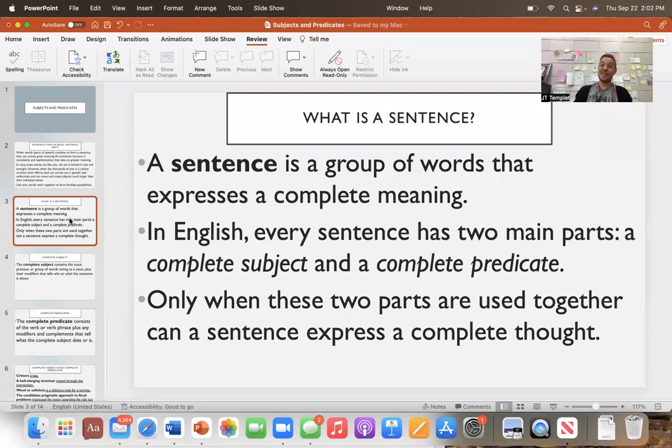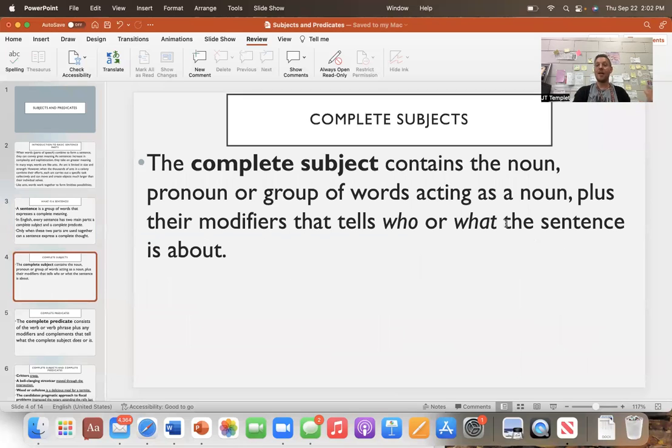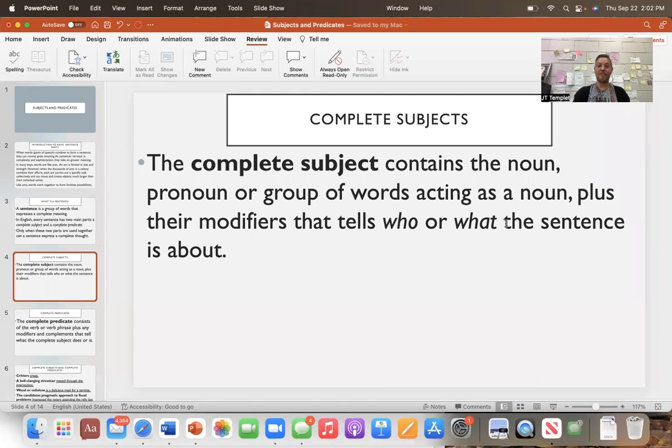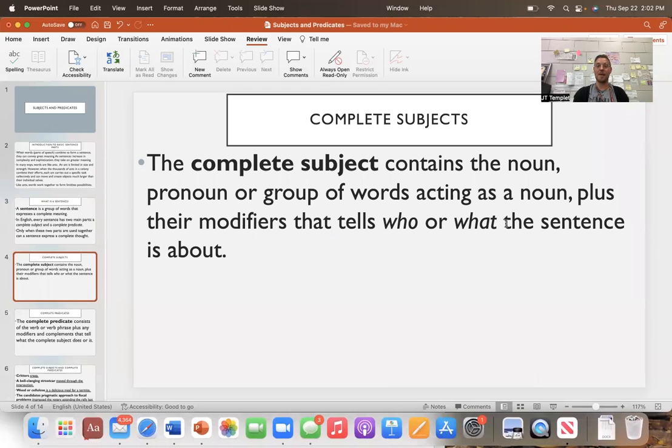So what is a sentence? A sentence is simply a group of words that expresses a complete meaning. That word complete is very important here. In English, every sentence has two main parts, a complete subject and a complete predicate. Only when these two parts are present can a sentence express a fully complete thought and really be a sentence. The complete subject contains the noun, pronoun, or group of words acting as a noun, plus their modifiers, that tells who or what the sentence is about.